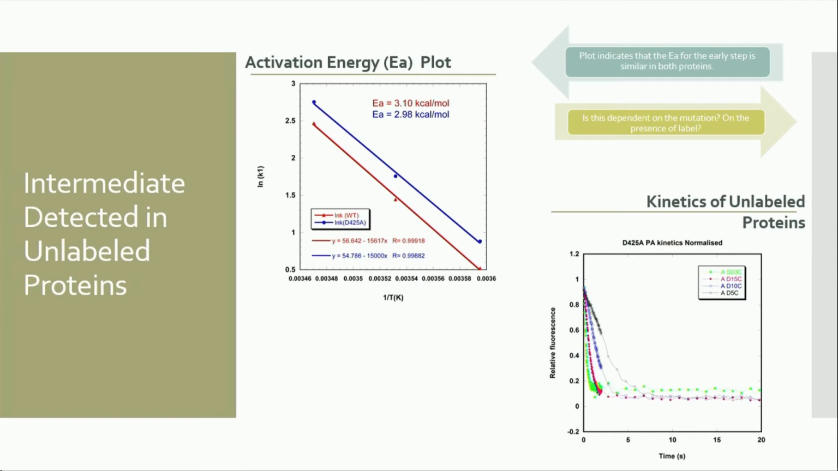So here I have the kinetics of the wild-type unlabeled protein. And again, we see a structure change, but then it continues to form a pore. Now with the mutant protein, we see a structure change again, but again, a stop in pore formation. So this confirms our previous studies.